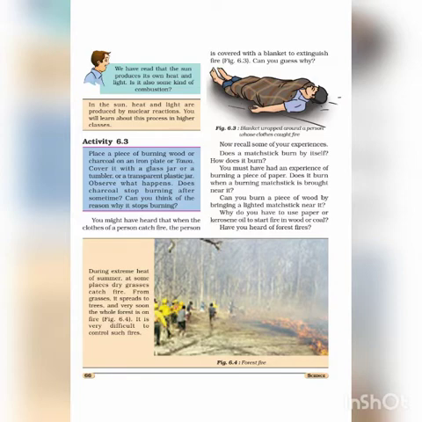The first factor is that the substance used should be a fuel or a combustible substance. That means it should undergo combustion. Say for example, we have kerosene. It can burn, so it is called a combustible substance or a fuel.